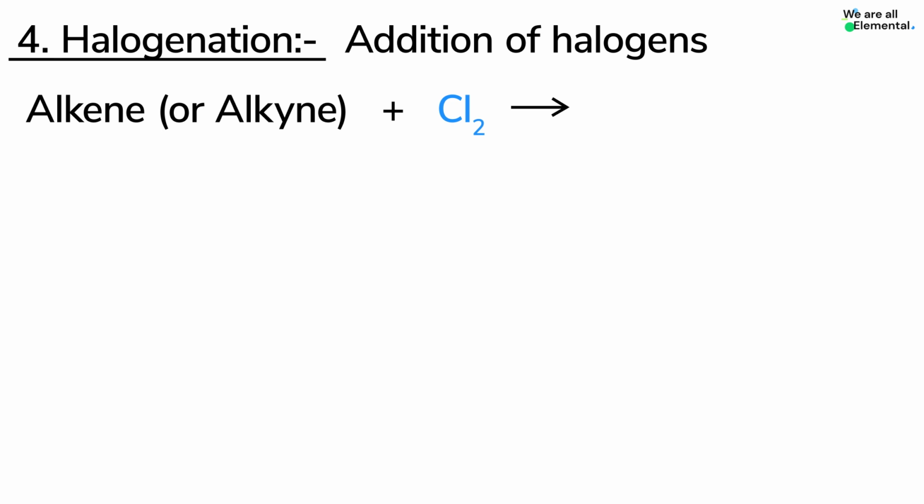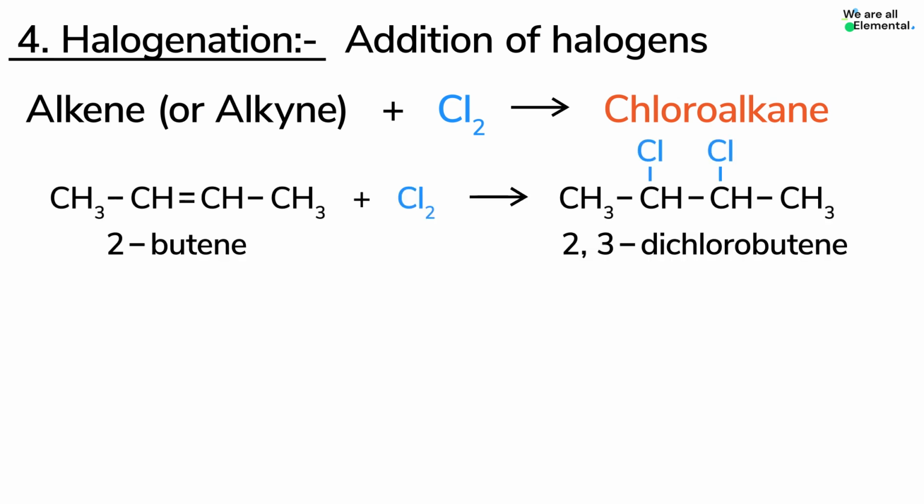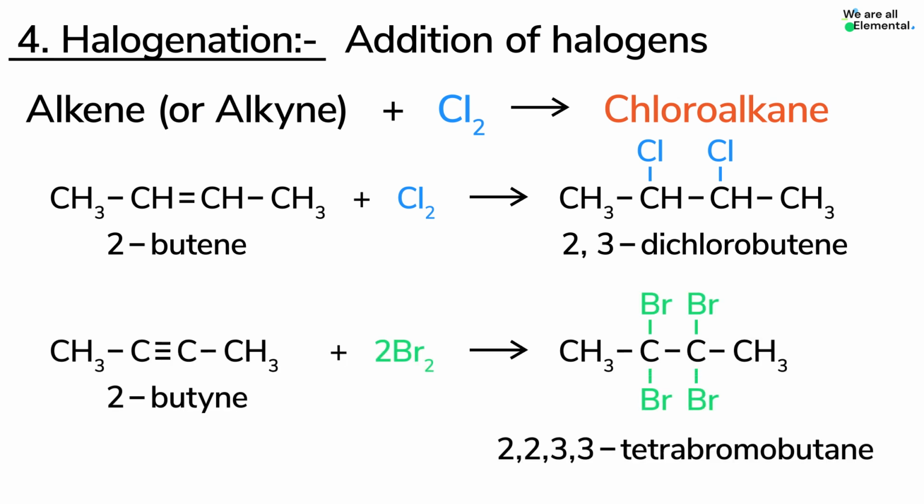Lastly, alkenes and alkynes undergo halogenation reactions, which is the addition of halogens. Halogens would be either chlorine, bromine, iodine, or fluorine. For example, if chlorine adds on to an alkene or an alkyne, the end product is a chloroalkane. Here, if chlorine adds on to 2-butene, then an atom of chlorine adds on to the carbons on either side of the double bond, giving a dichlorobutane. Or if it's 2-butyne, then 2 molecules of bromine will give a tetrabromo product.